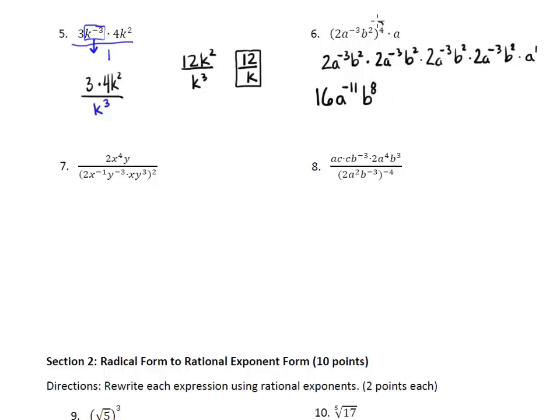Okay, the shortcut would be taking that 4 up here and multiplying it to the exponents, right? So this would be 2 to the 4th power, which is 16. A to the negative 12 power times another a makes it a to the negative 11 power. And b to the 8th power, because 2 times 4 is 8. So now I'm almost done, but the directions do say I'm not supposed to have any negative exponents. So this a has a negative exponent. So what I can do is turn this into a fraction. And I want to move, remember negative exponents move, this down to the denominator. So I have 16b to the 8th all over a to the positive 11.